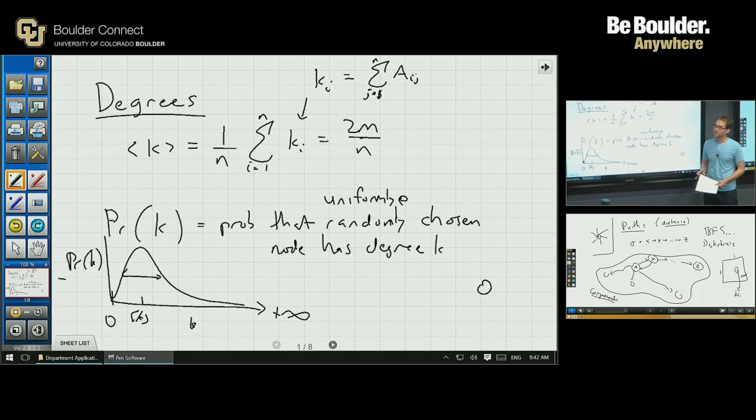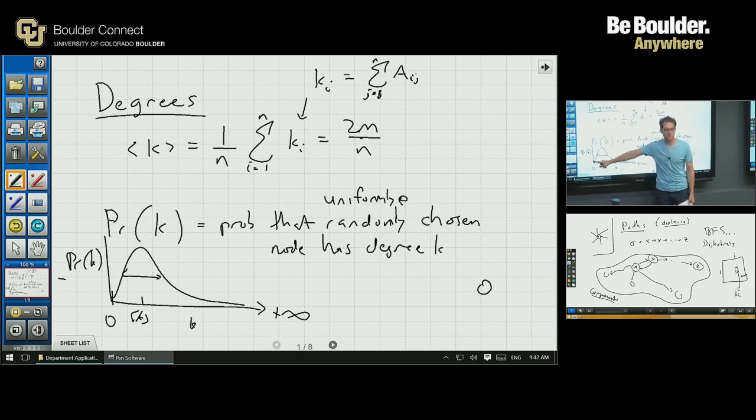If a network is fully connected, meaning that all pairs of vertices have a path to each other, then the density here at 0 will be 0.